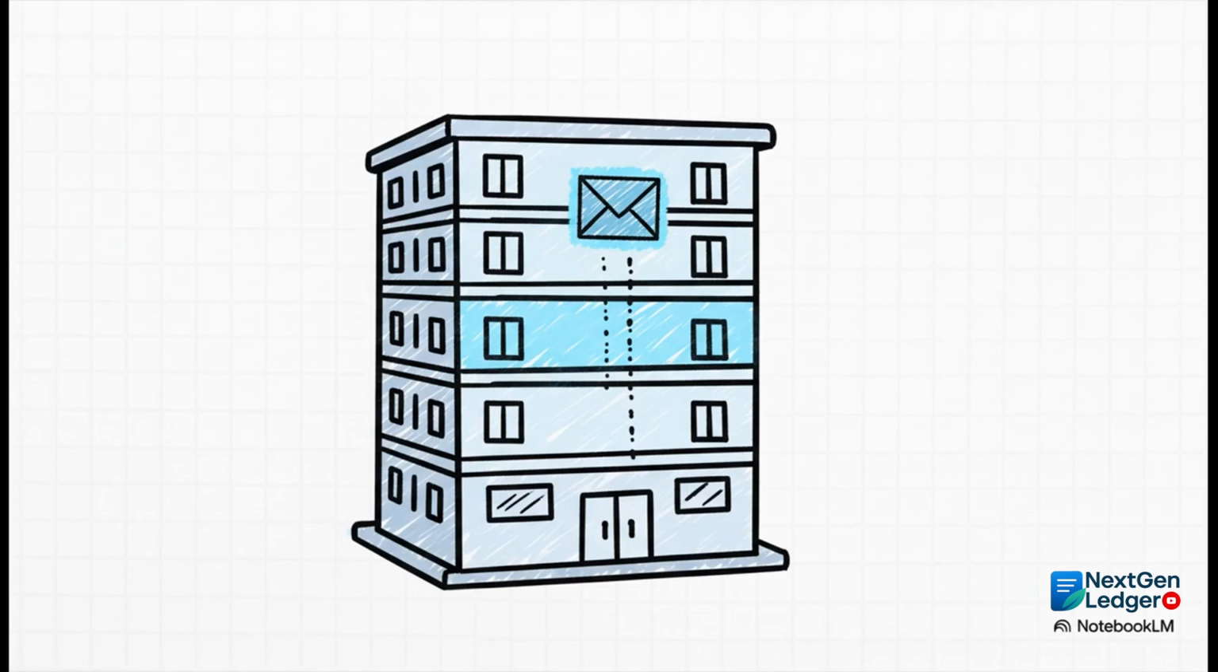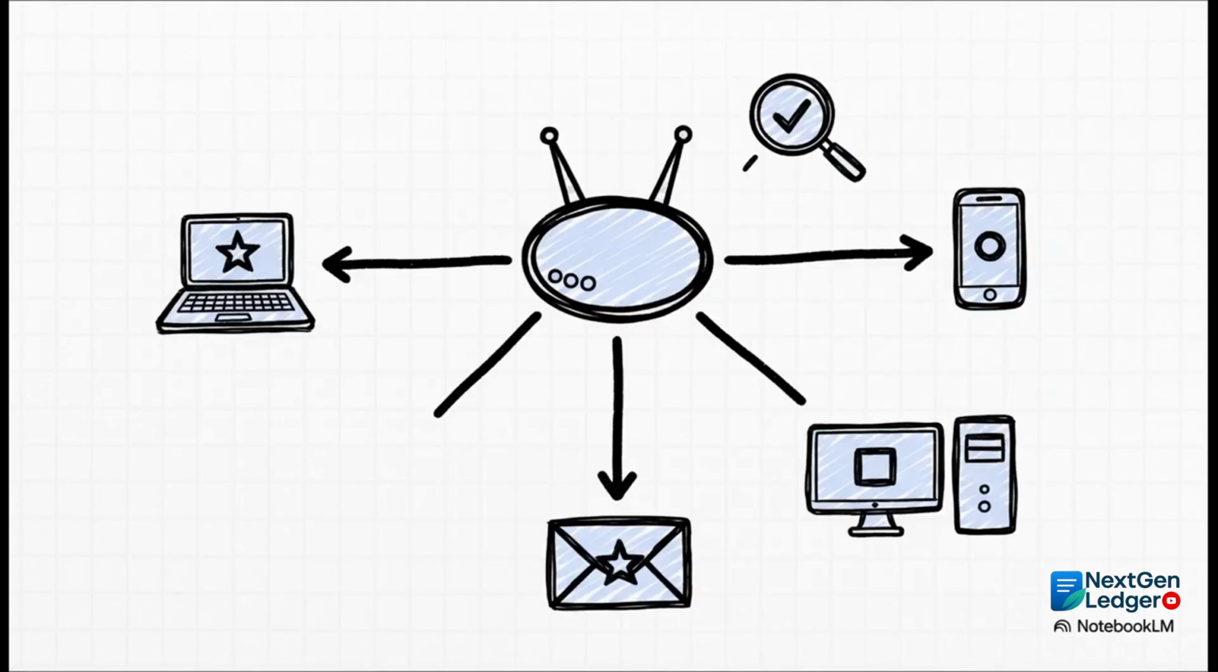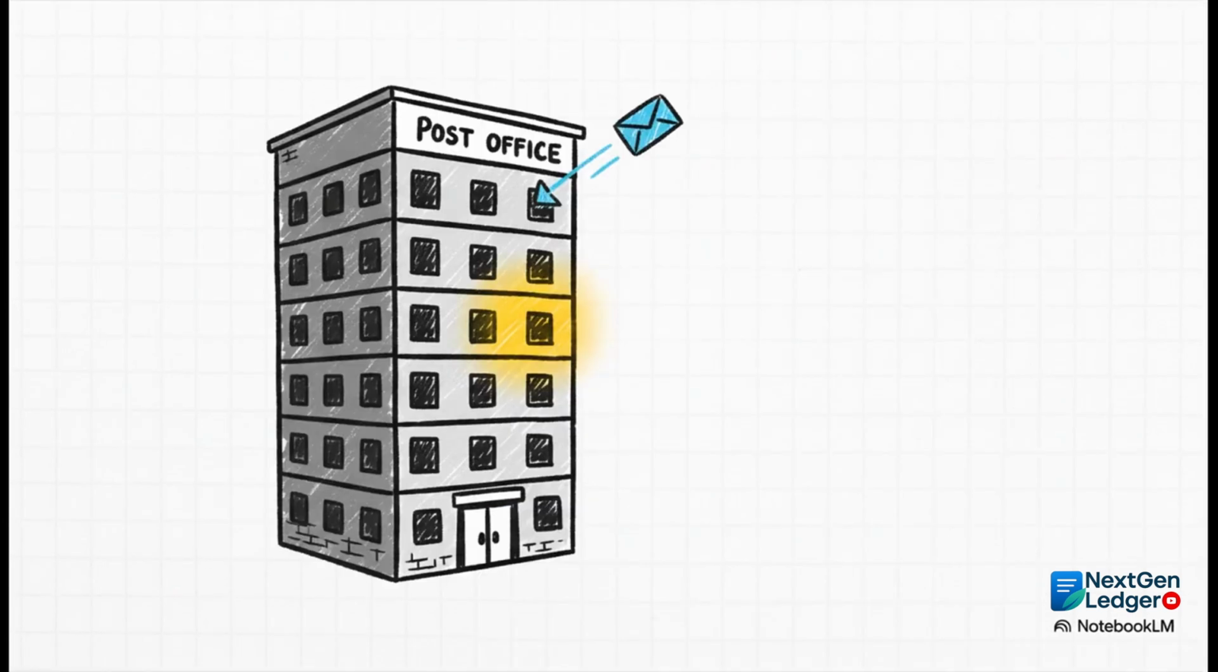Okay, heading up to the second floor, we've got the D in do. That's the data link layer. Now things get a little more specific. This layer is like your local mail carrier, the one who knows every single house on the block. It uses a unique hardware ID called a MAC address to make sure a piece of data gets from your router to your specific laptop and not your neighbor's. It also does a quick check to make sure the data wasn't scrambled on its short trip. So, local delivery is handled.